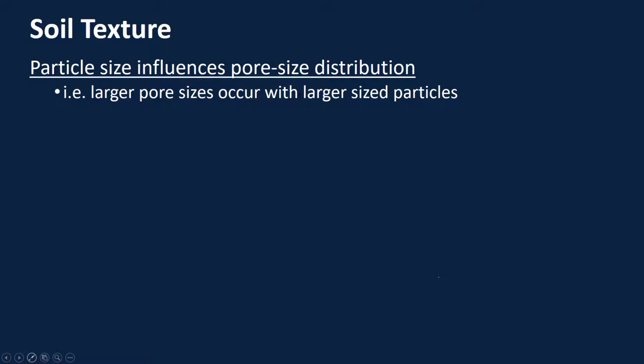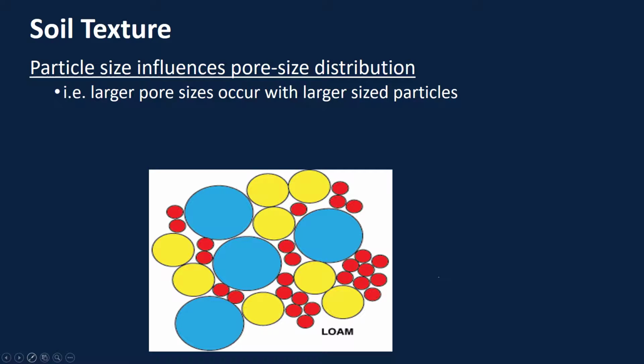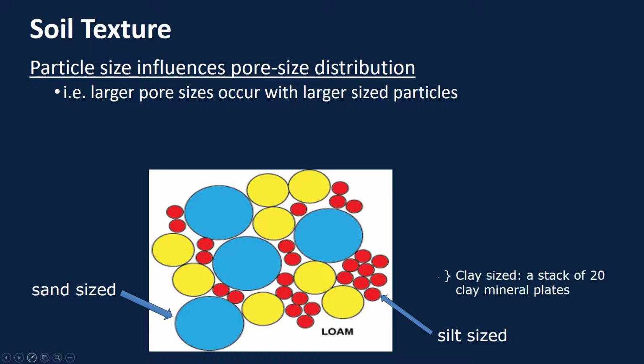Another aspect of soil texture that's really important is that these different soil particle sizes really influence the size of the pores in the soil. So you can imagine larger particles have larger pore sizes, smaller ones have smaller pore sizes. If we look at an illustration down here, we see these larger particles are the sand-sized particles, the smaller ones are the silt-sized. And if we want to see what a clay size would look like, you can imagine this period that's bracketed here.